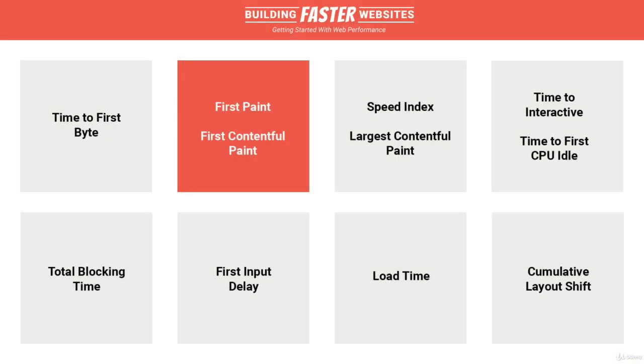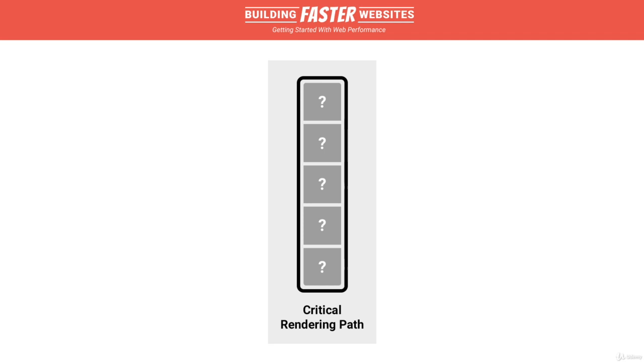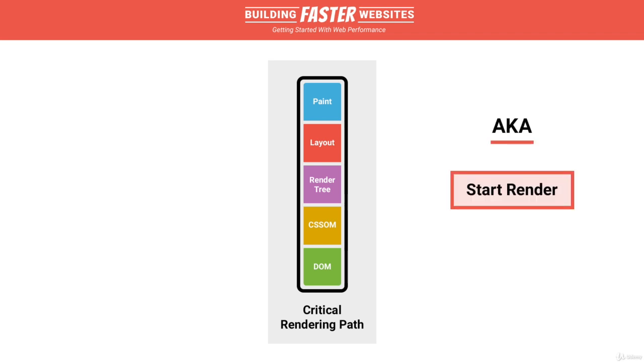Once the browser has received the page's HTML, it's able to begin the critical rendering path. First, as we know, the DOM and CSS-OM are generated, which together form the render tree. Next, the browser calculates the layout and then starts to paint the website to the screen. First paint, sometimes also known as start render, measures how long all of this takes to complete.